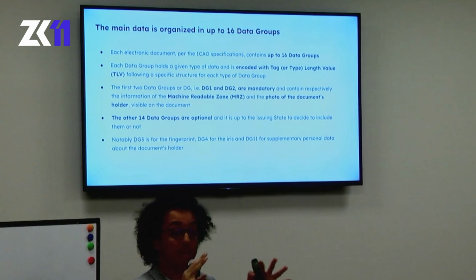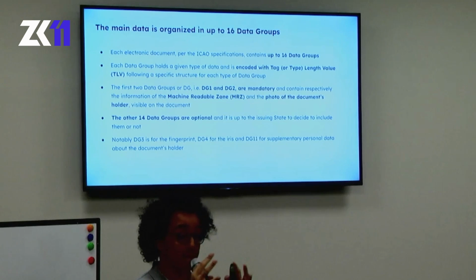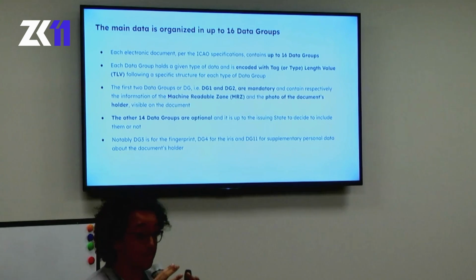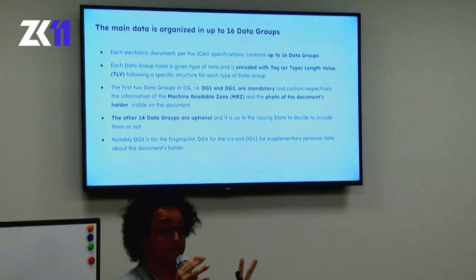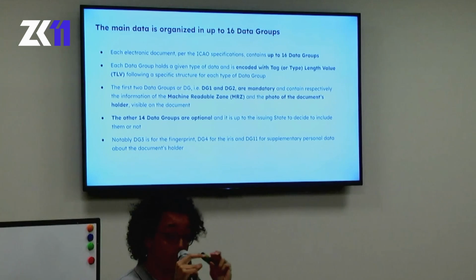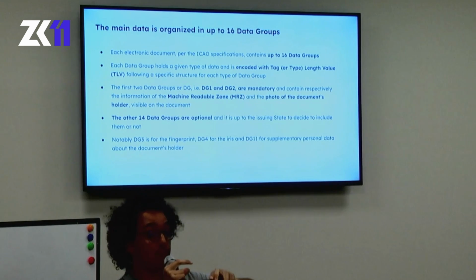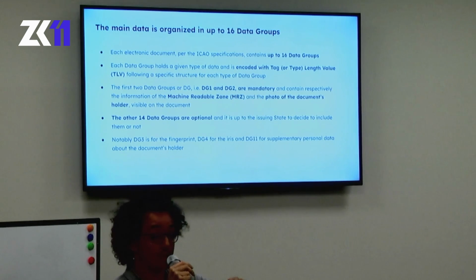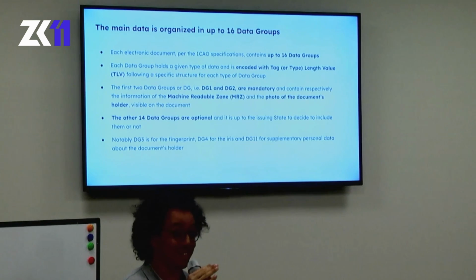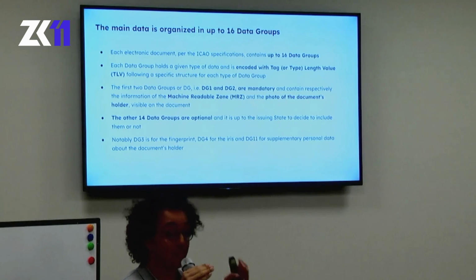The main data, what we're really interested in, is divided into what we call data groups, up to 16 of them. Each data group is a given theme, a specific topic, and only 2 of them are mandatory. The 2 that are mandatory are the first one and the second one. The first one contains the machine-readable zone, which is the 2 bottom lines at the bottom of the passport page, or the 3 bottom lines at the back of the ID card. And the second one, the photo, your photo that you see on your ID, is contained in the second data group. All the other 14 are optional. That doesn't mean they don't contain interesting data, but you should not expect them to be in every single passport you see.